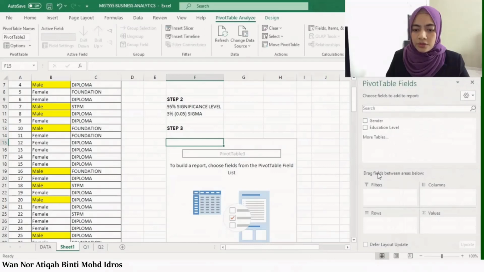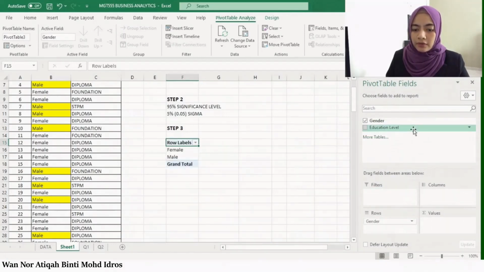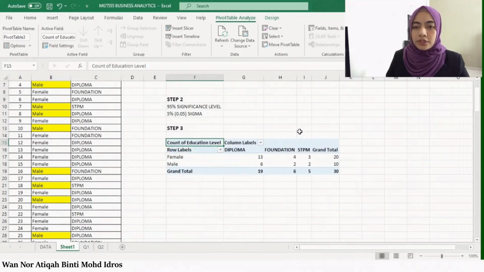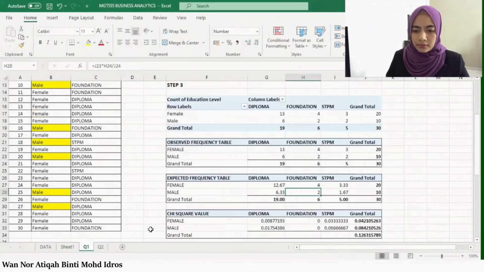Now, what we need to do is classify the data by dragging gender to row and education level to value and column. Then it will show like this. Under our step 3, there will be 3 types of table. I will begin by explaining the observed frequency table.